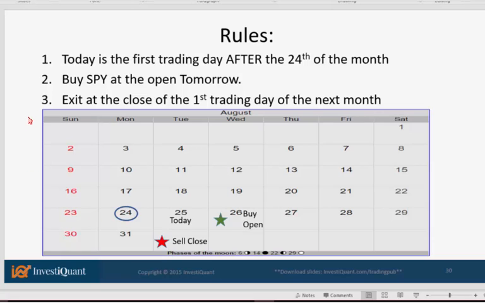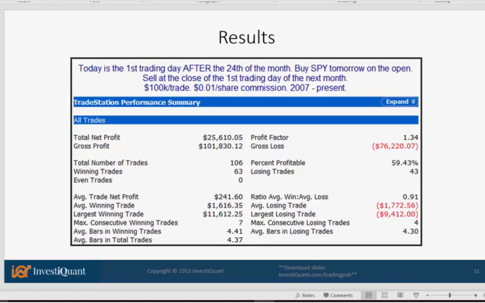So the rules for this simple seasonal strategy are: today is the first trading day after the 24th of the month. So if we're in August here, Monday would have been the 24th. Today is the first trading day after that. We're going to buy SPY, the S&P 500 ETF, tomorrow at the open. And we're going to hold it until the first trading day of the next month. We're going to sell on the close of that day. Sounds easy enough.